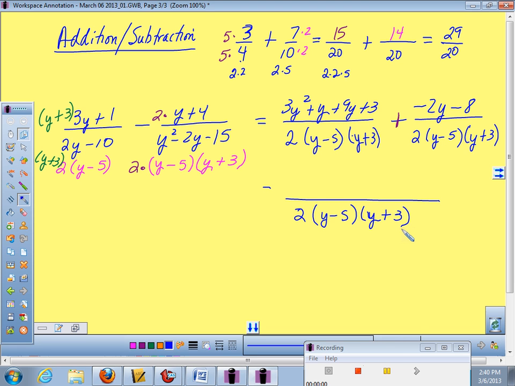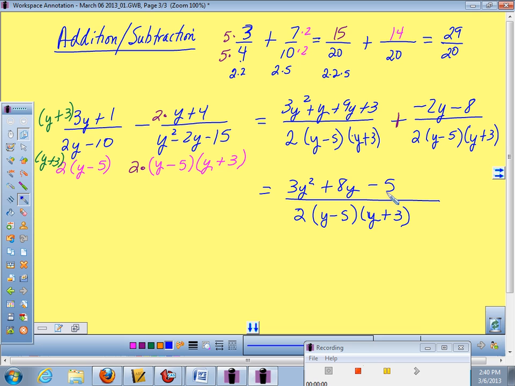And then I just add from highest power to lowest power. I see a 3y squared. And then add up all the y's. 1 plus 9 minus 2. That would be 8 y's. And then add up your constant numbers. 3 minus 8 is negative 5. More than likely, you're done.